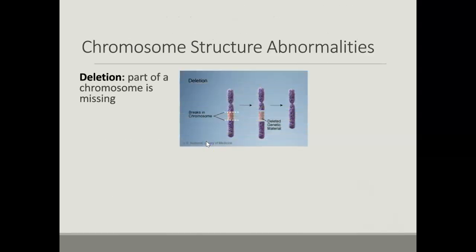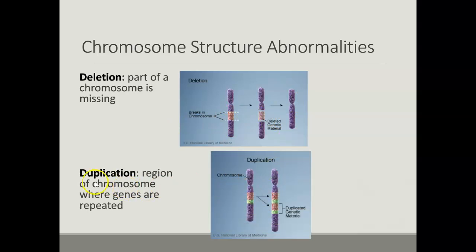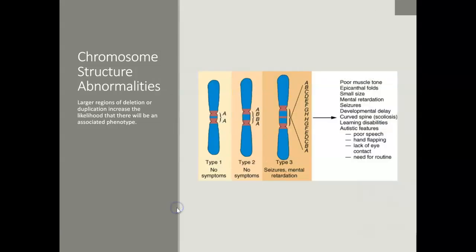So let's talk about some structural abnormalities really quick here. You can have a deletion where you have breaks in a chromosome, pieces of the material are lost, and the chromosome becomes shorter than it should be. You can also have a duplication. So you can have a region of a chromosome that was copied twice, and that duplicated genetic material is inserted right after it, and it makes the chromosome larger than it should be.